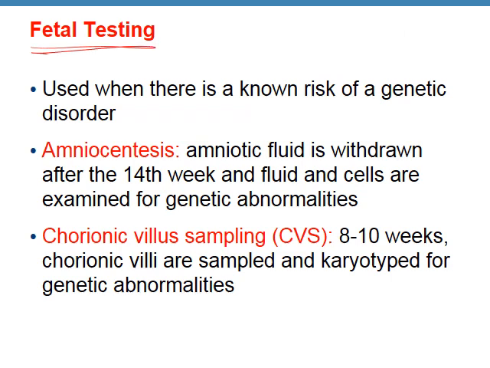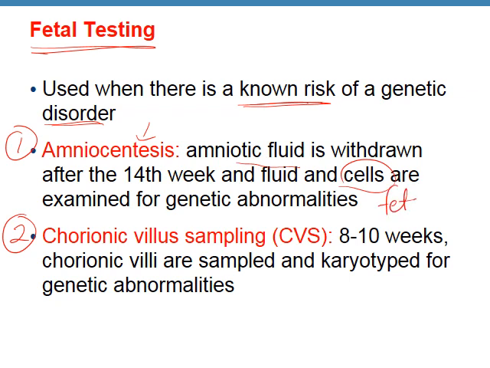We know sometimes that fetal testing is necessary. So if you have a known risk of a genetic disorder, we can do an amniocentesis or we can do chorionic villi sampling. So an amniocentesis is when we pull out the amniotic fluid, and there are fetal cells in the amniotic fluid. And then we can test those fetal cells. They're going to have DNA, right? And we can look for genetic abnormalities.